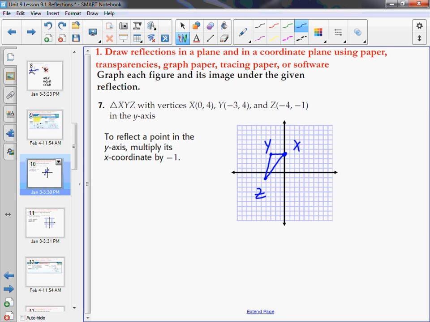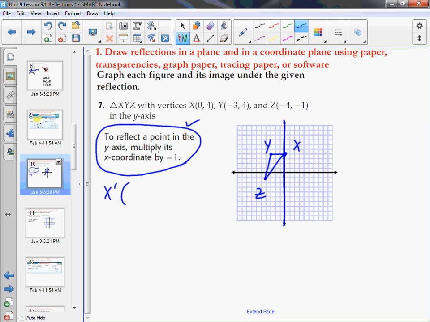Now, could I simply count spaces, just like we did on 5 and 6? Yes, I could. But if you can remember this, to reflect a point in the y-axis, multiply its x-coordinate by -1. So, look, I'm going to make it blue on mine. The y-axis is our line of reflection. Again, I could count spaces, but to use our new little hint here, X prime's coordinates are going to be, leave the y-coordinate alone.